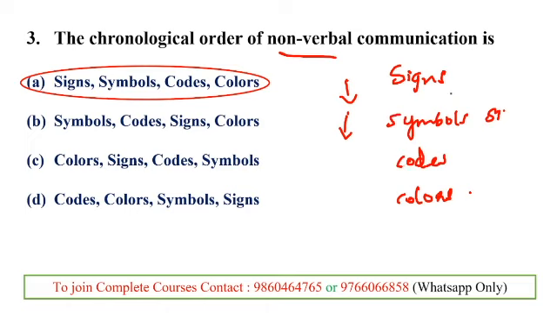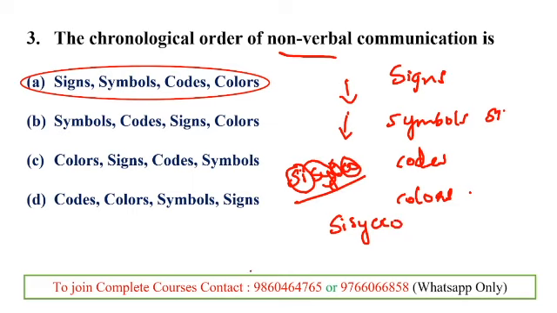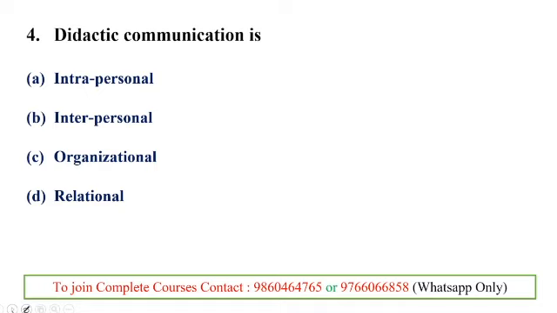So for your accessibility, for your recalling, you must remember the code SISICO. Here SISICO indicates SI for signs, SY for symbols, C for codes, and CO for colors. SISICO. Clear. So SISICO will indicate the chronology of non-verbal communication. Clear.